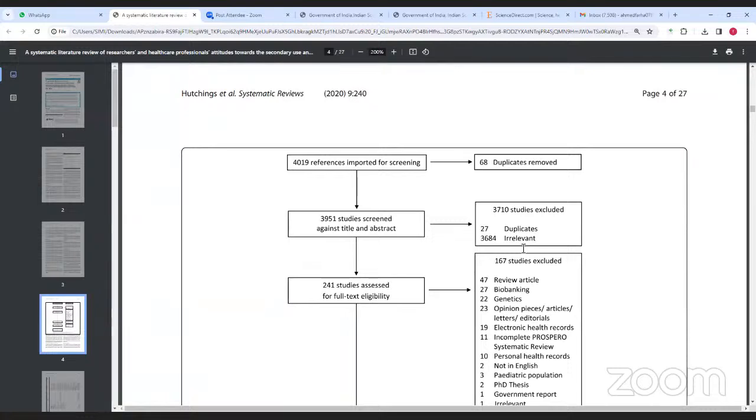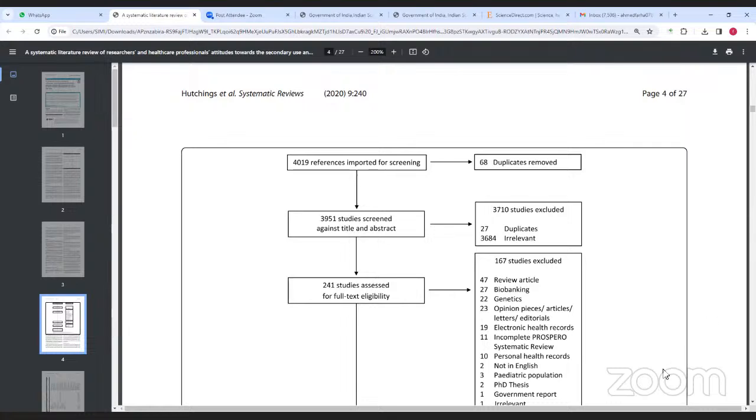Now here you can find 4,019 references imported for screening and 68 duplicates removed. Out of that, 3,951 studies were screened against title and abstract. Based upon that, 3,710 studies were excluded, 27 duplicates and 3,684 irrelevant. From there, you get 241 studies assessed for full text eligibility.